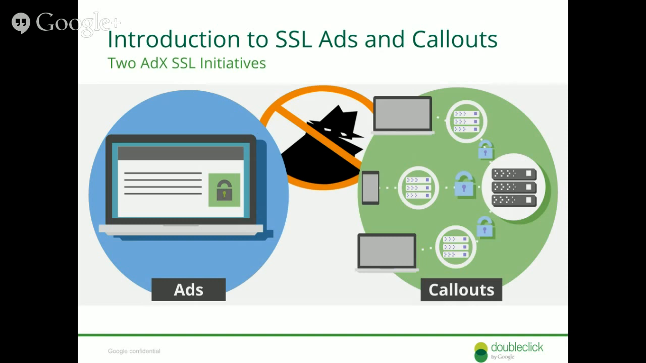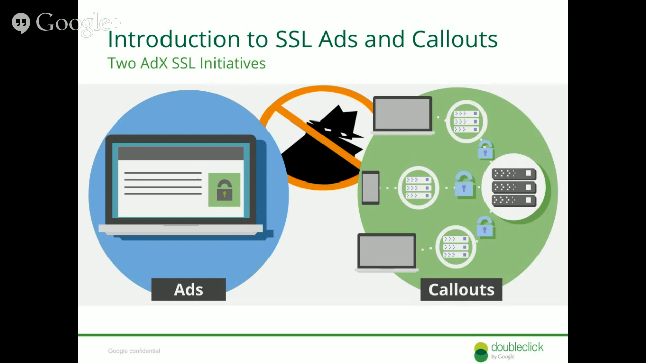The second main initiative that we're rolling out is SSL Call-Outs. SSL Call-Outs is a completely separate process from SSL Ads, and is really all about securing our bidders. So making sure that the communication between Ad Exchange and every single one of the bidders that is integrated with Ad Exchange is HTTPS and secure.